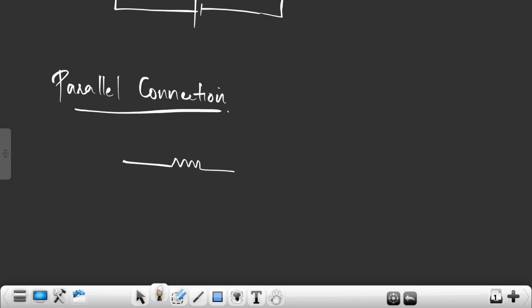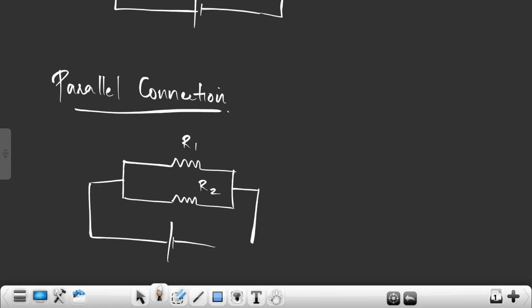Then how we can connect two resistors in parallel? Here I have the first resistor with resistance R1 ohm, and here I have the second resistor with R2 ohm. If I connect both the ends together, this is a parallel connection. I can connect a cell here. So here two resistors are connected parallel in a circuit. These are the two ways of connecting two resistors.